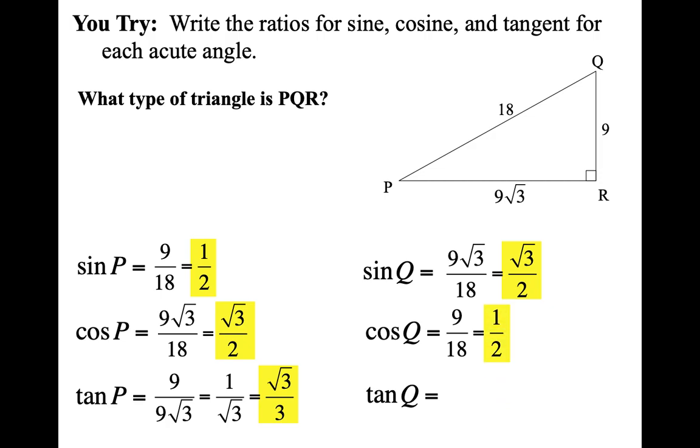And then the tangent of Q is opposite over adjacent, which is 9 square root of 3 over 9. 9 over 9 is equal to 1. The square root of 3 is in the numerator, so we have the square root of 3 over 1, or just the square root of 3.